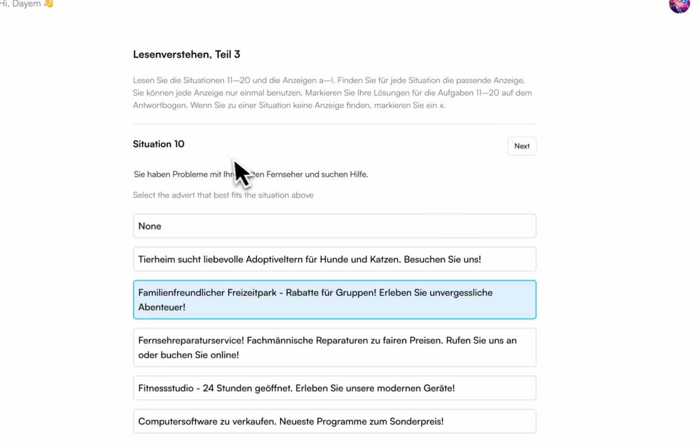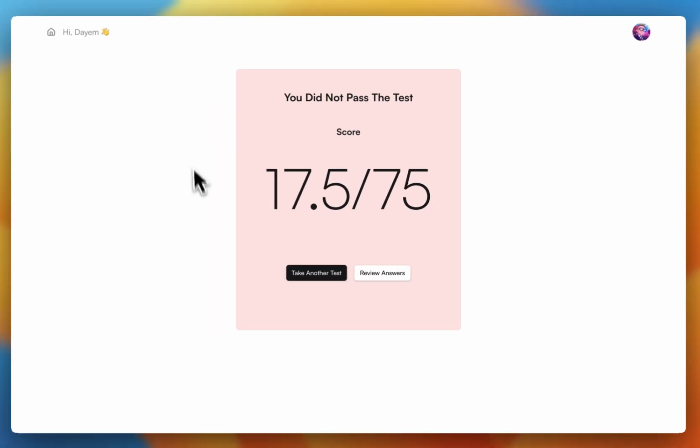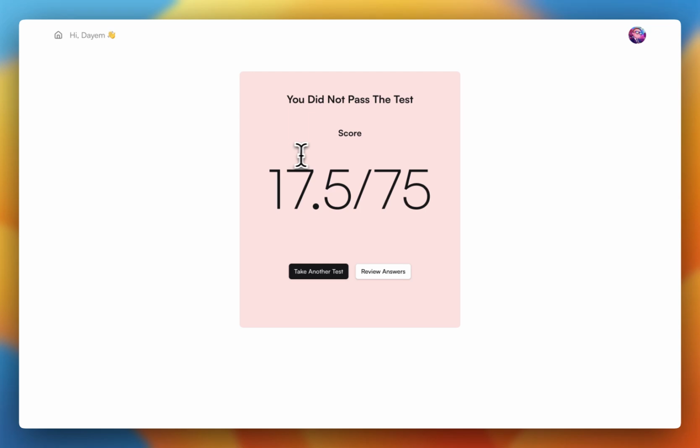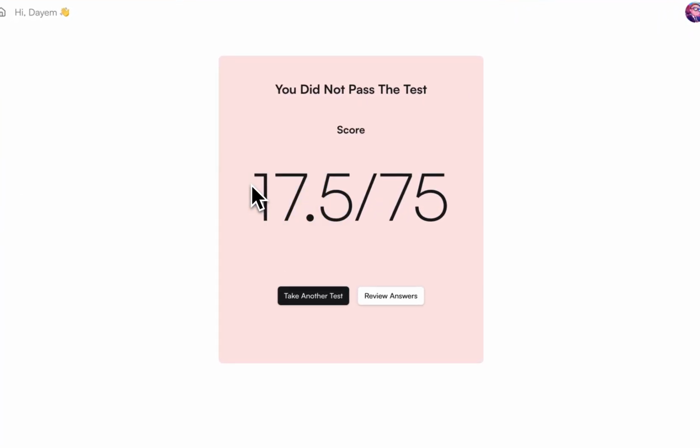Let's say I pick this one, and once I have finished, obviously in this demo I did poorly because I didn't pay attention to the text and didn't answer it properly. But this is the score I got out of 75, and obviously I need 60% marks to at least consider myself as having done well in this practice test.